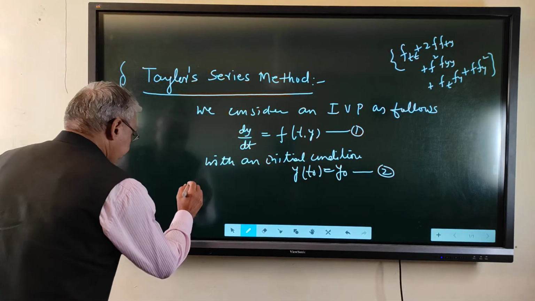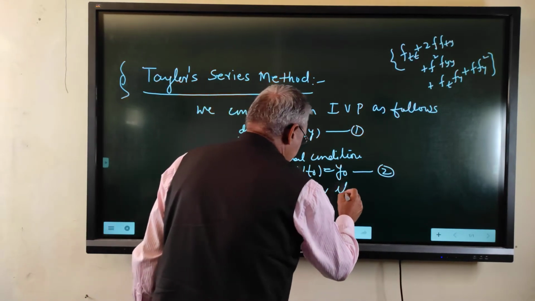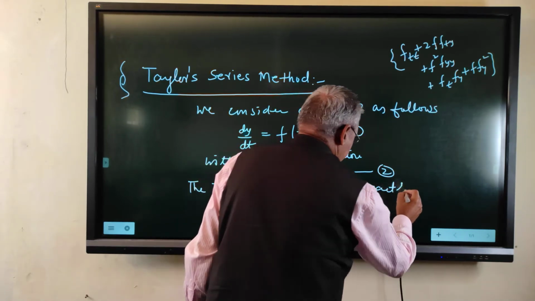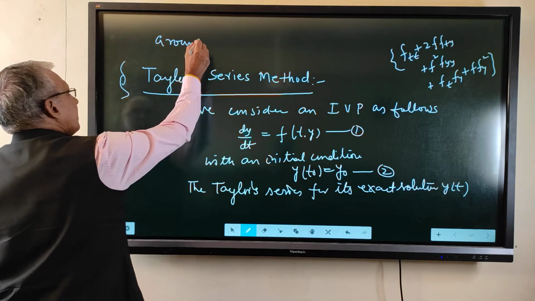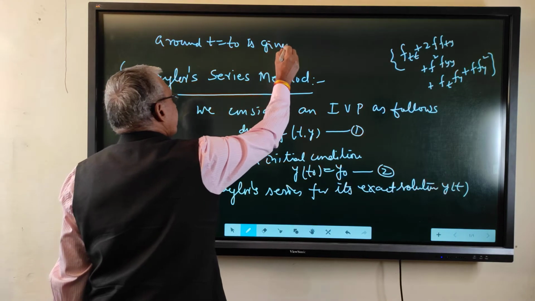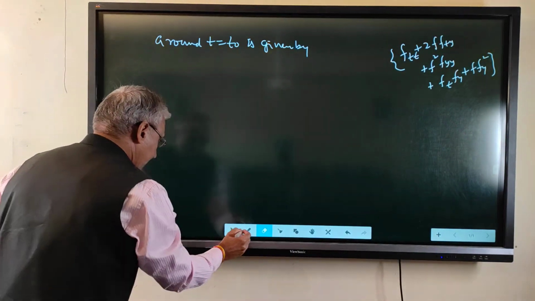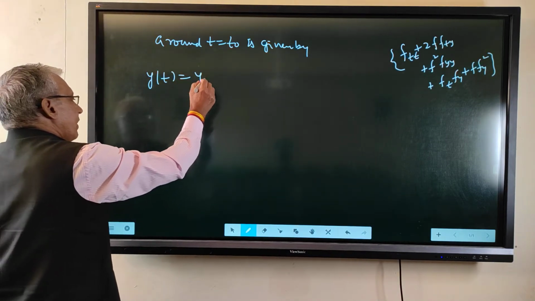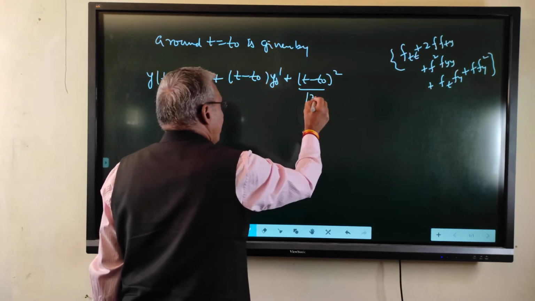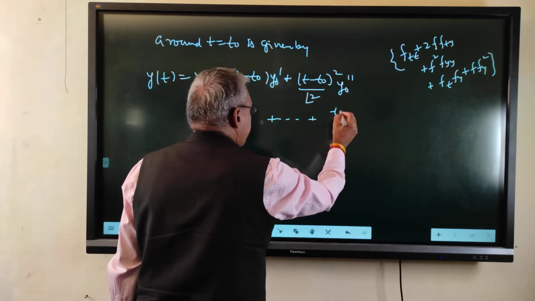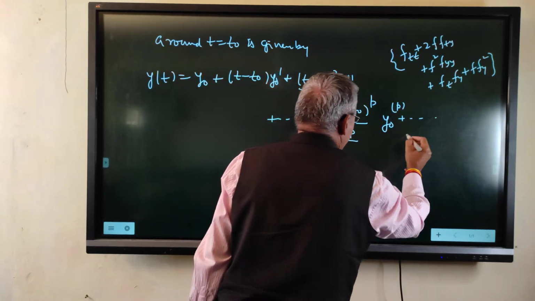The Taylor series for its exact solution y(t) around t = t0 is given by y(t) = y0 + (t - t0) y0' + (t - t0)^2 / 2! y0'' + and so on, up to (t - t0)^p / p! y0^(p), plus and so on.